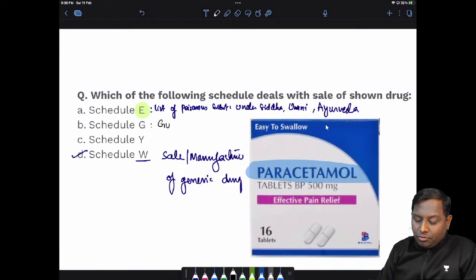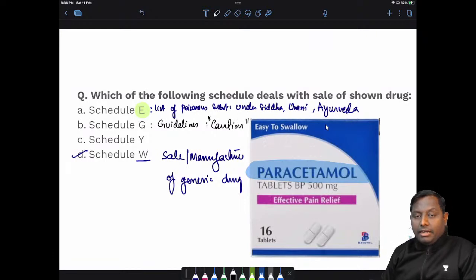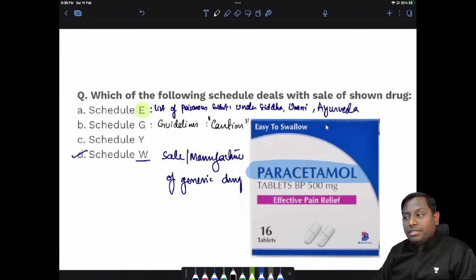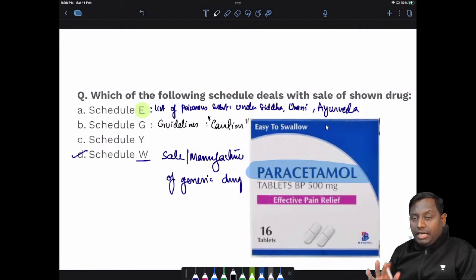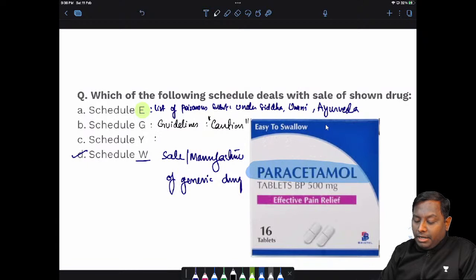G वाला, it will give you guideline not to be taken except under medical prescription, है ना. ये intake की बात करता है and it is always coming with a caution. It always comes with a caution not to be taken except under medical prescription or supervision. तो ये hormonal anti-cancer drugs are very good example of Schedule G. Y is mainly dealing with the clinical trial, right?